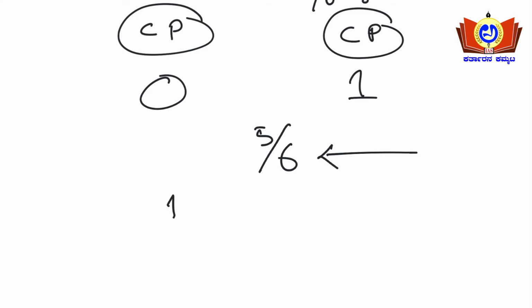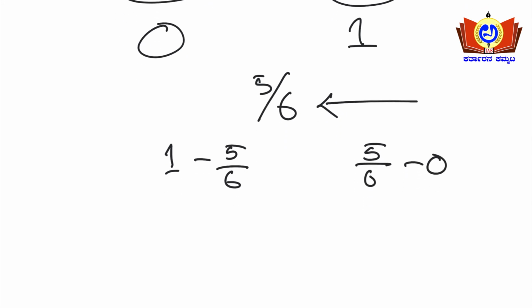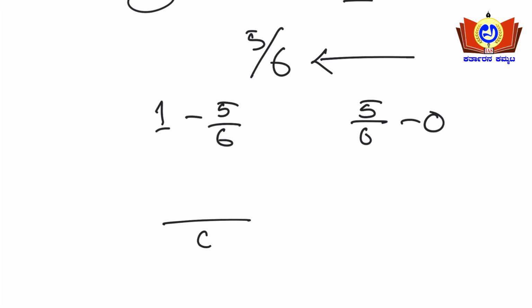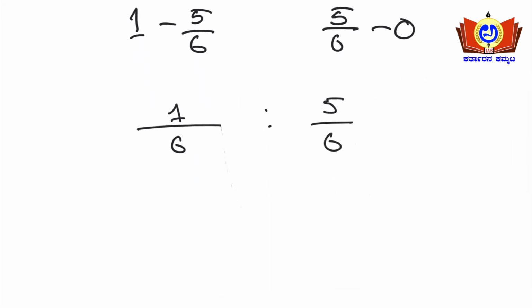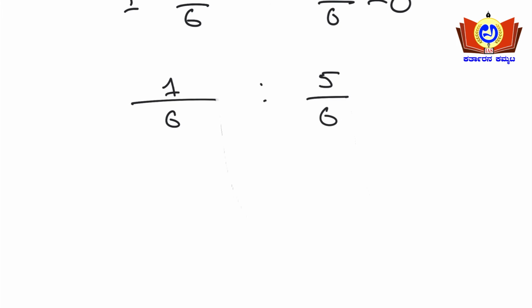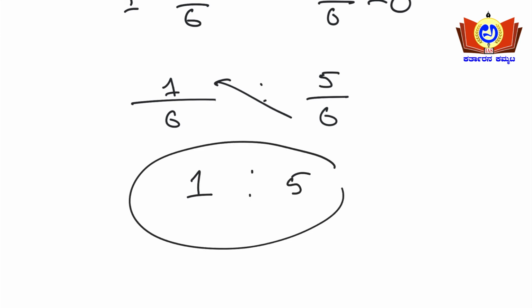So 1 minus 5/6 will be here, and this is 5/6 minus 0. Yes or no? We get here LCM will be 6, and 6 minus 5 is 1. So 1/6 is to 5/6. Upon cross multiplying, 6 will go this side, and 6 times 5 is 30 here. 6/6 will be 1, and 30/6 will be 5. So 1:5 is the ratio here.